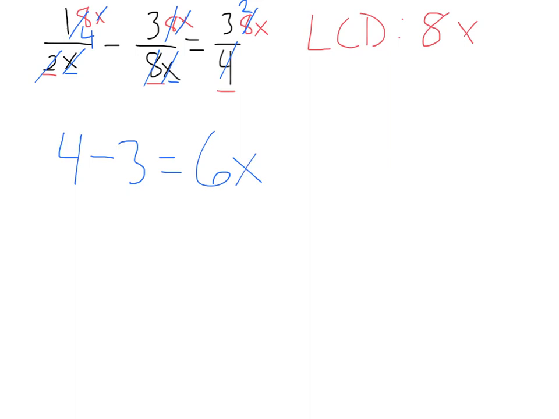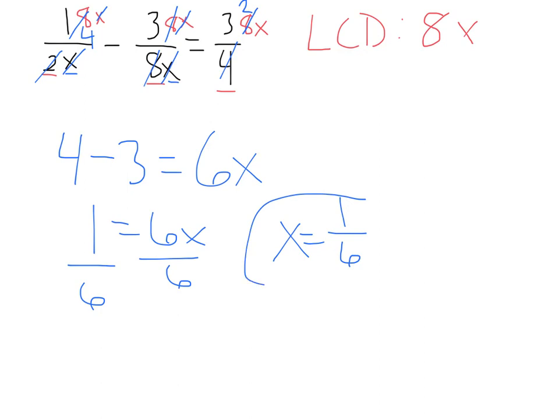Now, a couple people will do them differently. They might do 3 times 8, which is 24, divided by 4, which would give me 6. Either way, you'll end up with 6x over here. So what I have on the left-hand side would be 1 equals 6x divided by 6, and we get x equals 1/6. Really not too bad once you know what your LCD is and you cancel out the denominator. Real easy problem from this point on.